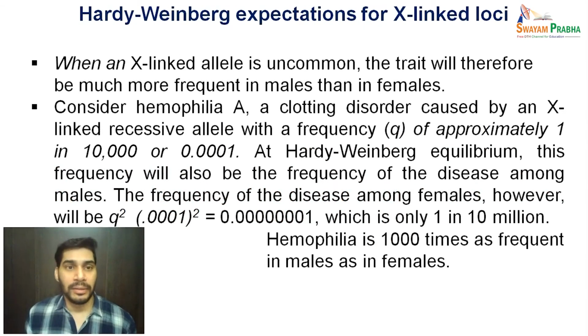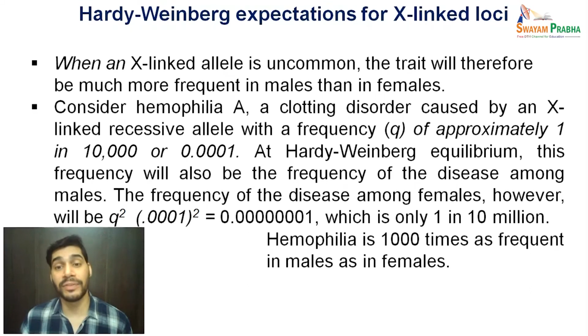Hardy-Weinberg expectations for X-linked loci can be further explained: when an X-linked allele is uncommon, the trait will be much more frequent in males than in females. Now let's consider it with an example of hemophilia A. It is a clotting disorder caused by an X-linked recessive allele with a frequency Q of approximately 1 in 10,000, or the frequency is 0.0001. Now at Hardy-Weinberg equilibrium, this frequency will also be the frequency of the disease among the males.